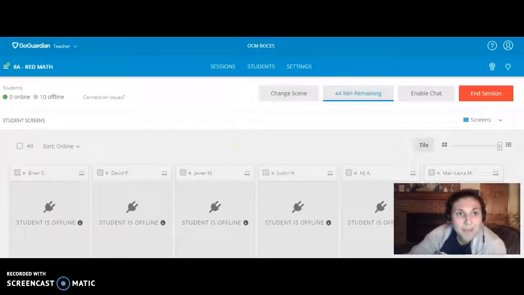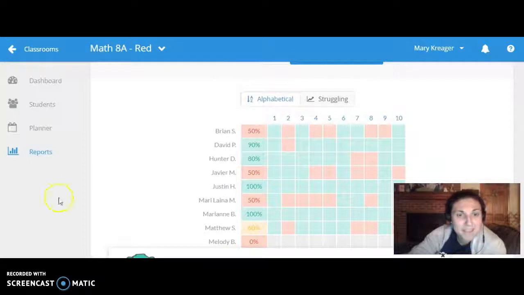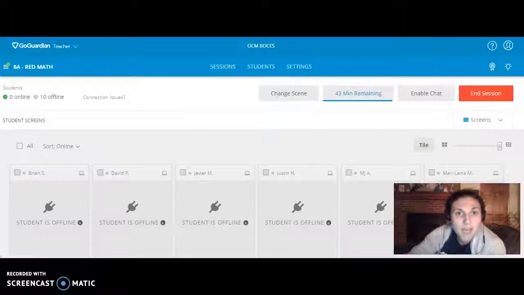We had Prodigy, the game, where I could see what my students were doing and play with them, and GoGuardian.